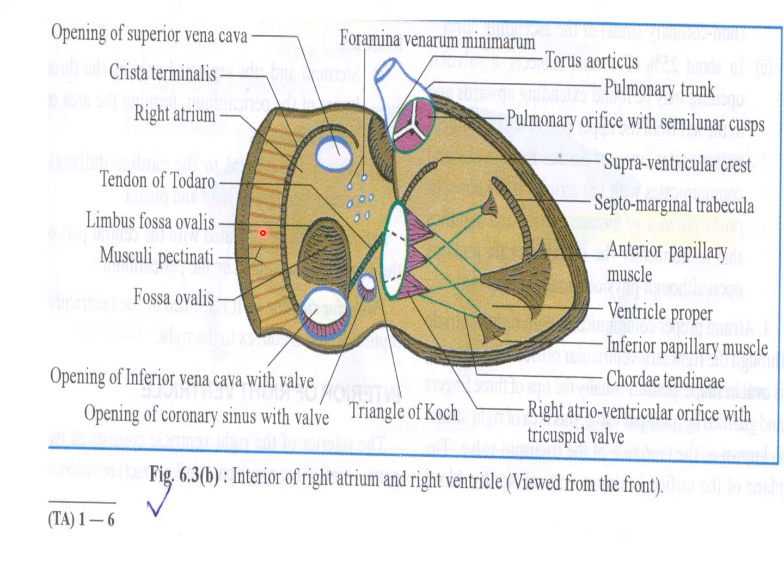In it there are the crista terminalis and the musculi pectinati. First, you can see the crista terminalis. Crista terminalis is nothing but a smooth muscular ridge. It extends from the upper part of the atrium proper and passes laterally in front of the opening of the superior vena cava.